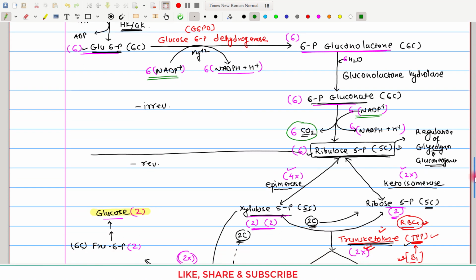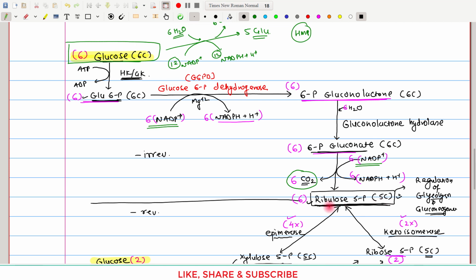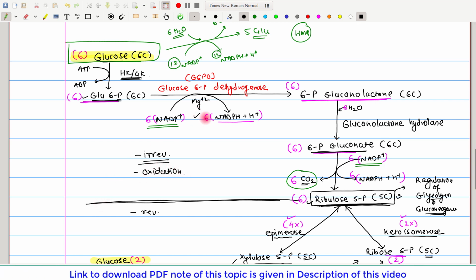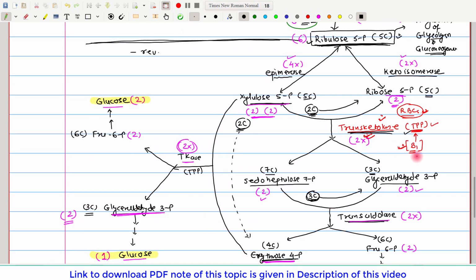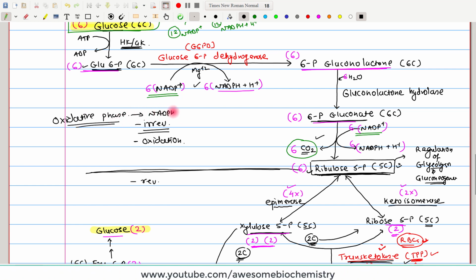Now if you have noticed, there are 2 phases in the hexose monophosphate pathway. Till ribulose 5-phosphate, what is happening? All the steps are irreversible, and along with being irreversible, they are all doing oxidation. Oxidation is occurring here, here, and here. After ribulose 5-phosphate, there is no oxidation. Because of that, this particular phase of the hexose monophosphate pathway is called the oxidative phase, and this oxidative phase is mainly concerned with the generation of NADPH.